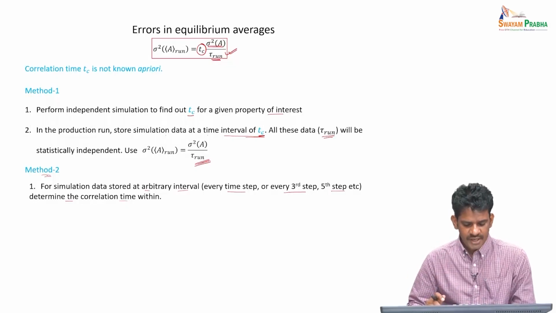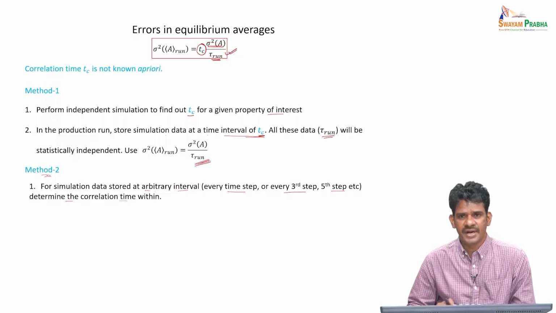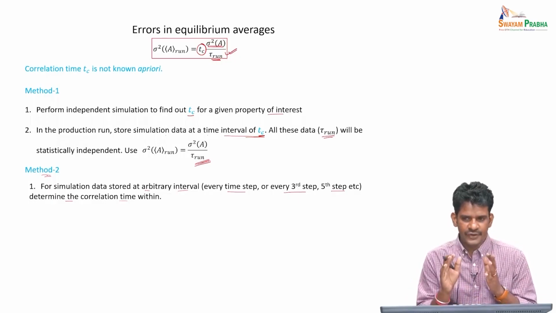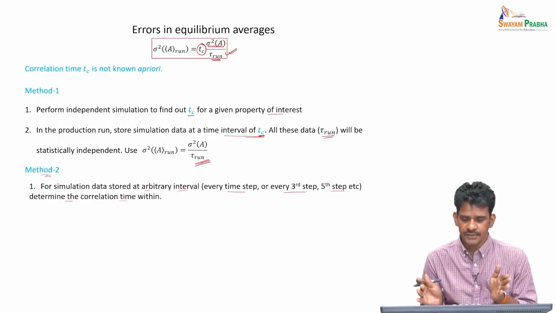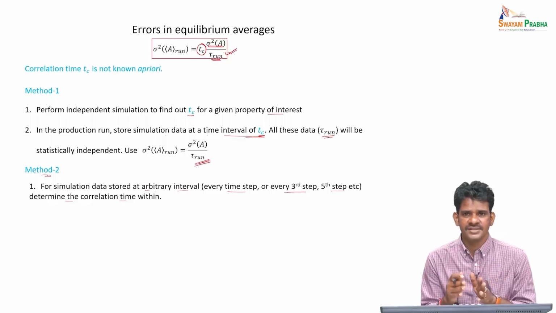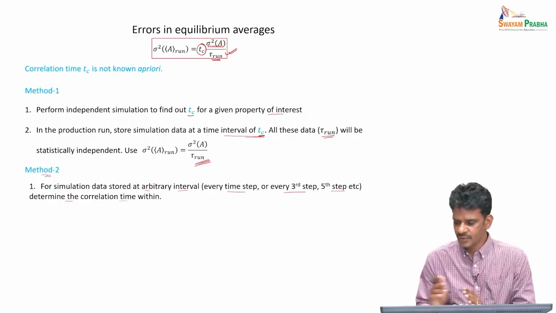So knowing a priori is a good thing, but generally it is not practiced. Now we are looking at a situation where the simulation is over and we have printed the data at certain arbitrary intervals, and how can we measure error in the mean from this data set itself? That's what we are going to discuss now.